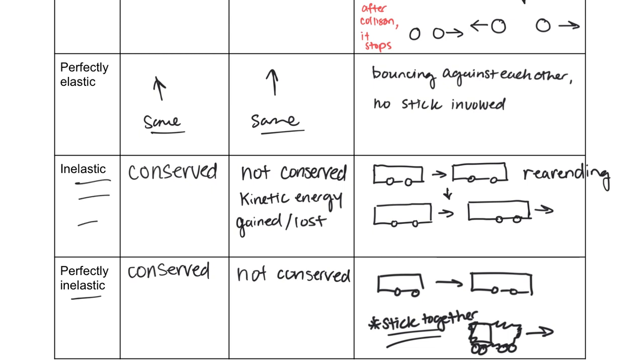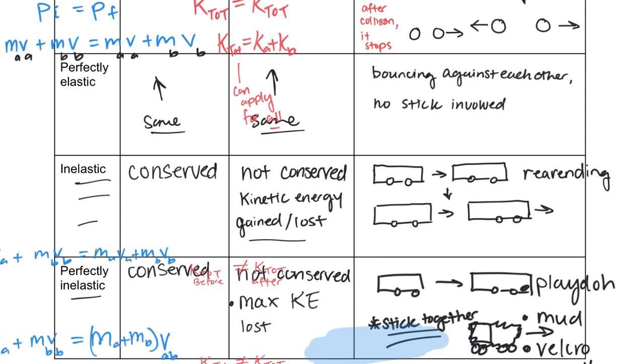Inelastic collisions don't necessarily mean that the objects stick together. It only means that kinetic energy is lost or gained. However, in a perfectly inelastic collision, the max amount of kinetic energy possible will be lost. Okay, not necessarily gained, but in this situation, the most amount of kinetic energy that it could possibly lose will be lost.